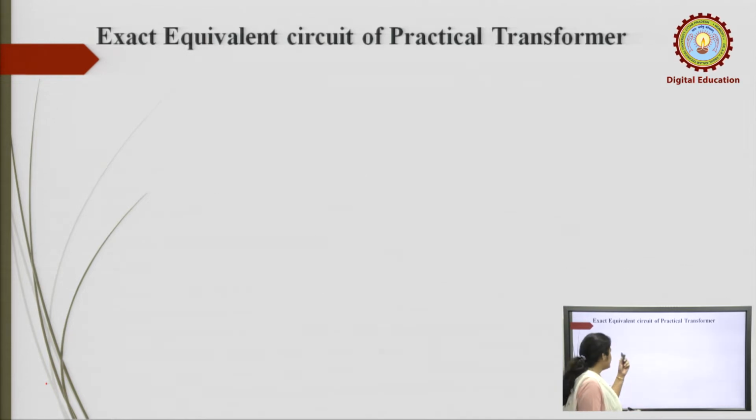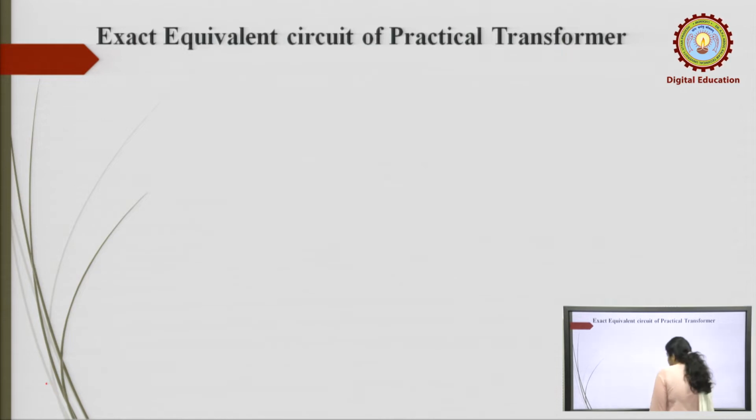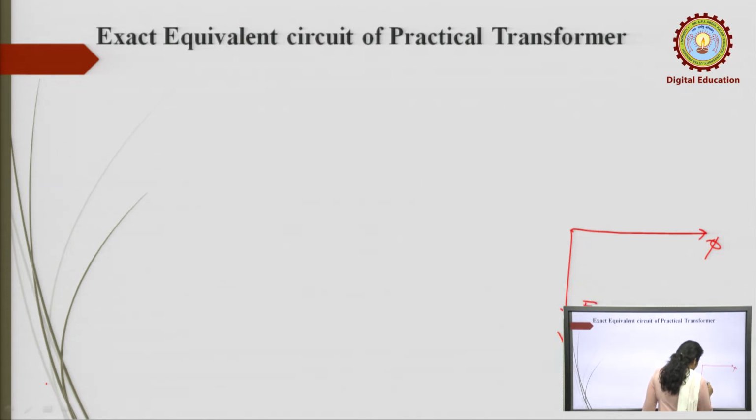To draw this exact equivalent circuit, first I have taken the phasor diagram which we discussed in the last lecture, lecture 4. I am just drawing it again because it helps to draw the equivalent circuit. So I have taken the flux phi, this is suppose E2 and this is E1.